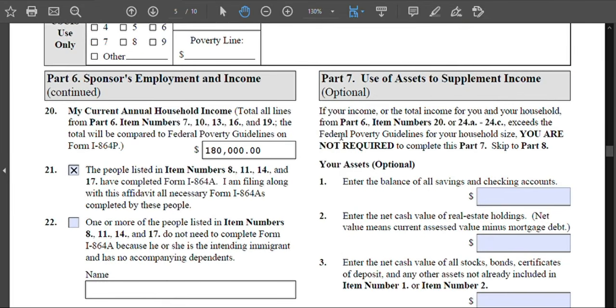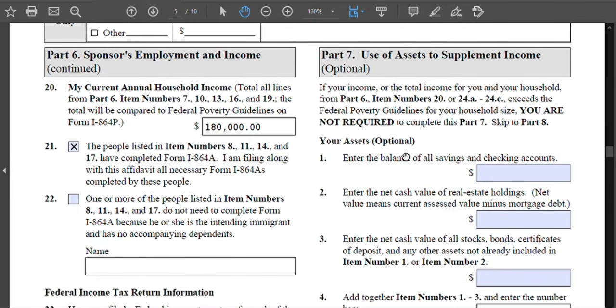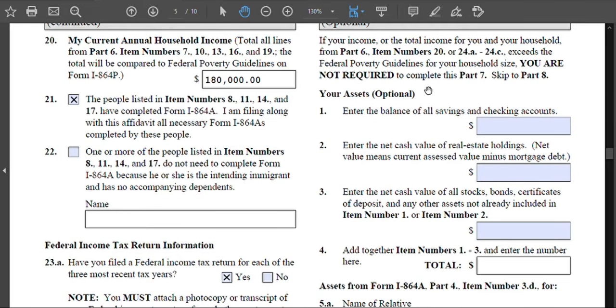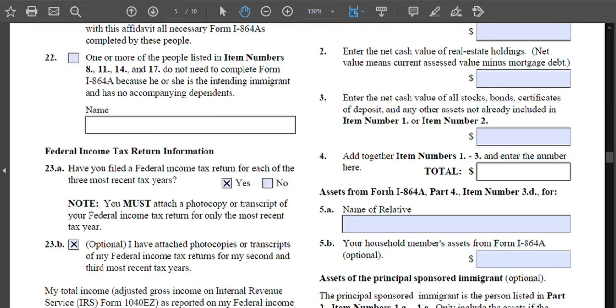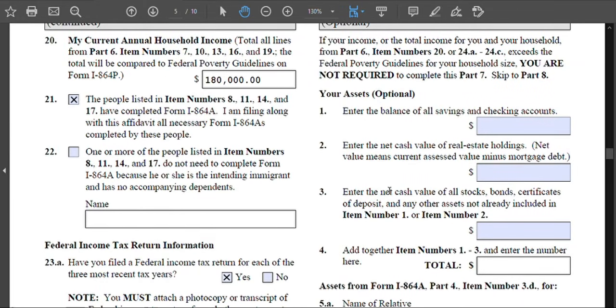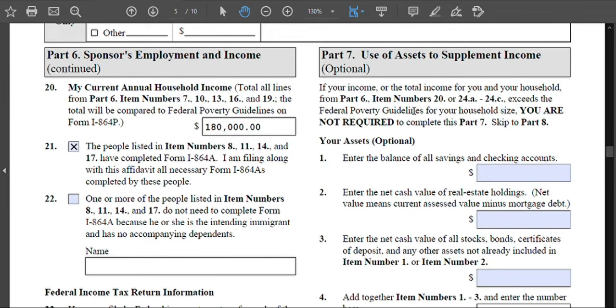Okay, and moving on to part 7, this is asking about assets to supplement income. The form instructions say that you should only be including assets if your income doesn't meet the income requirements based on the federal poverty guideline. In this case, you can use your assets such as your savings and checking accounts, any real estate value, stocks, bonds, or any other assets that you have. These can be used to supplement income, and there is a specific calculation that you can make in regards to that, and you can see that in the form instructions.